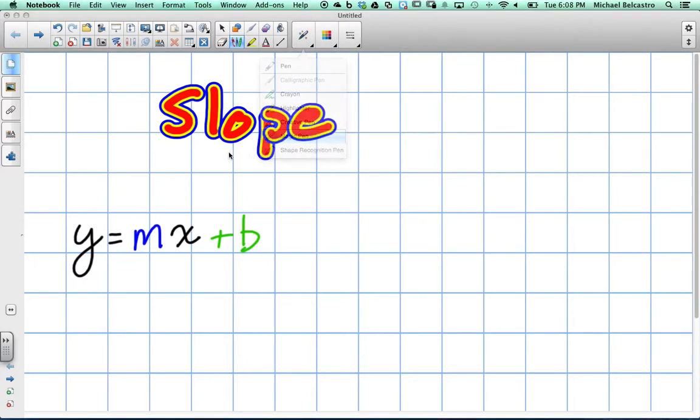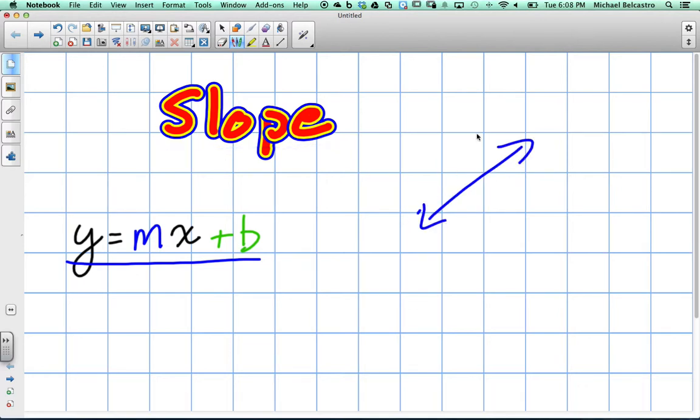Okay, we're going to go over the concept of slope. We've talked briefly about y equals mx plus b. This is the equation of a linear equation or a linear function, and it represents a line. And a line will have what's called a slope to it. It's one way of describing the angle of the line.